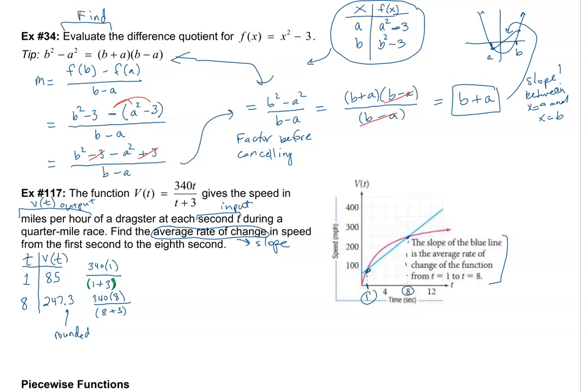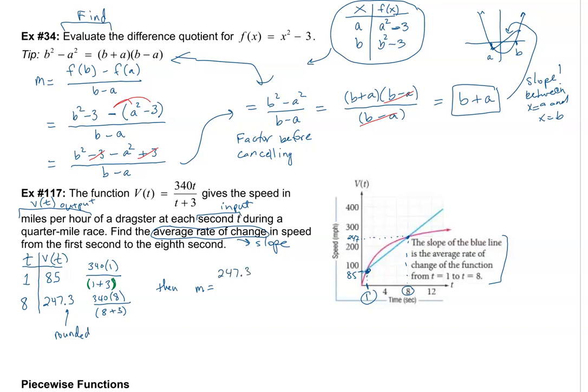And looking over the graph, notice how what we found are the y values at t equals 1, 85, which seems reasonable. And at t equals 8, we're very, very close to 250. That looks very much like what we have on the graph. All right, so the average rate of change in the speed is the slope. So now we'll do our calculation.